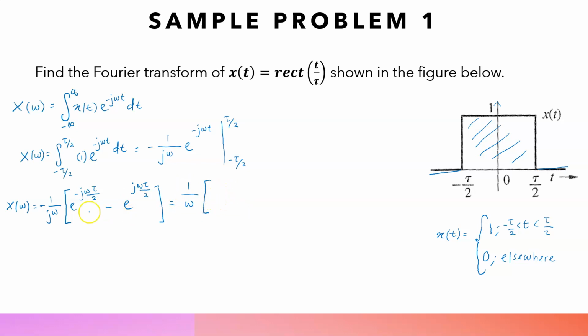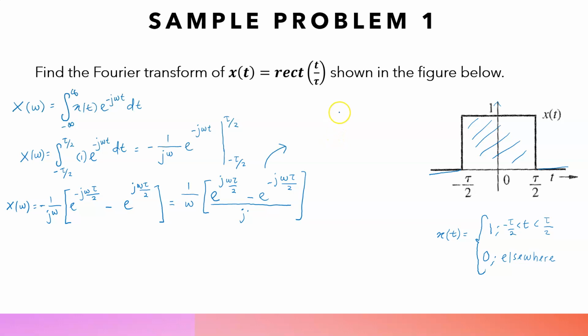So we will have, you multiply the negative, this part will be positive. So e^(jωτ/2), this one will be negative, minus e^(-jωτ/2), and I bring the j also inside, so I will have over j. Okay, sorry, j. So now this form is familiar to us.